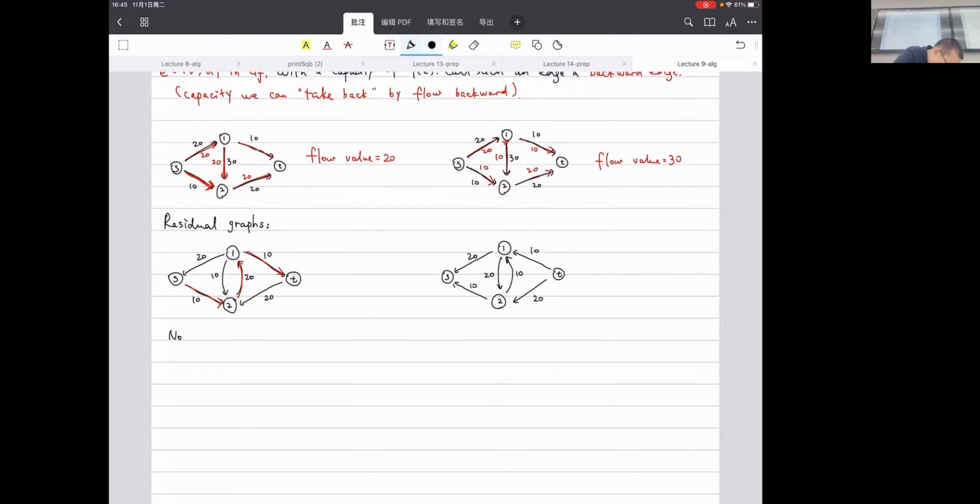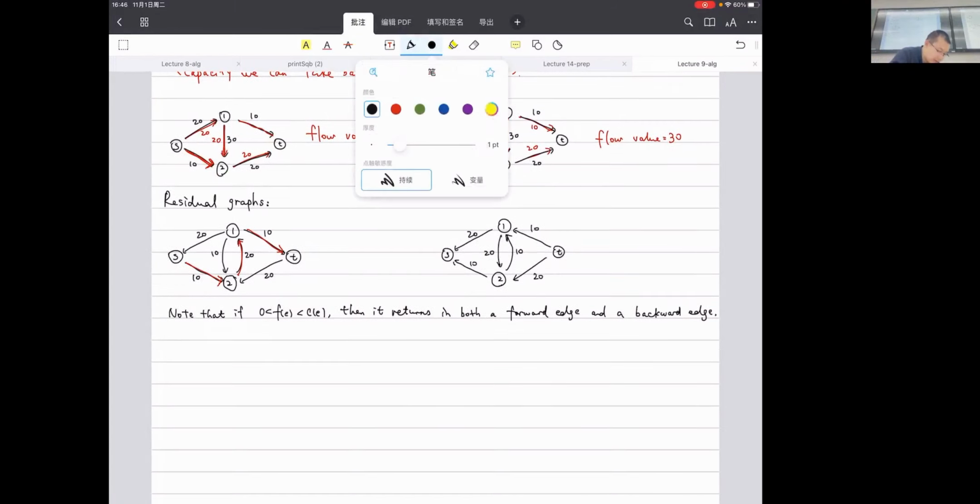So the first note that we are going to mark here is that if 0 is strictly smaller than f_e, strictly smaller than c_e, then it results in both a forward edge and a backward edge. I guess this is quite intuitive when we discuss the relationship between the edge of 1 to 2 here.